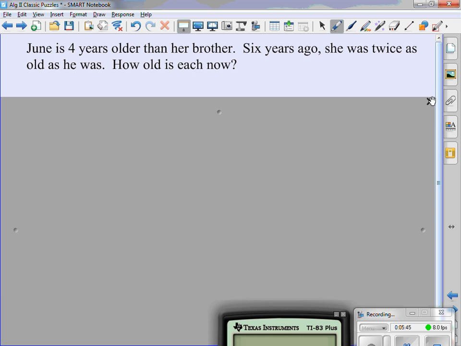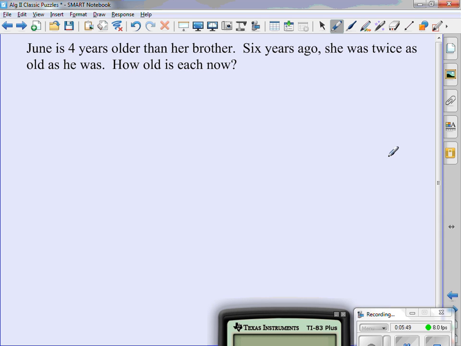I want to see if you can get this one set up. June is 4 years older than her brother. 6 years ago, she was twice as old as he was. How old is each now? Coming around, I'm seeing a lot of people with a setup. Almost every single person is writing an X and a Y, and they're labeling which one's which. Most people used X was June, and Y was the brother. Some people use J and B. That's fine too. You just have to know what variable you're using. That way you don't forget which one's which.